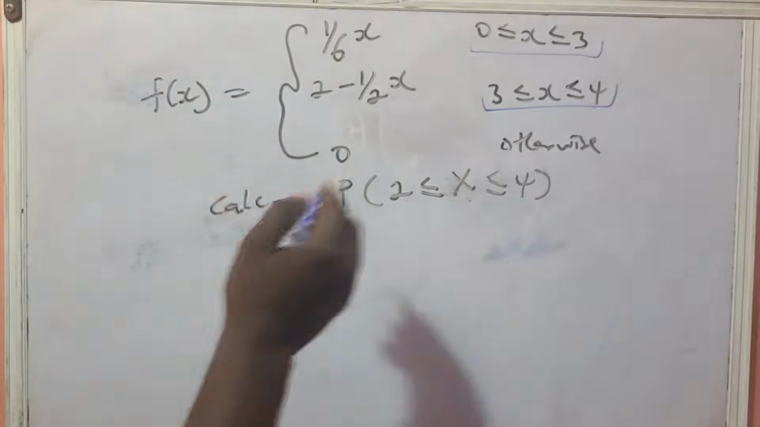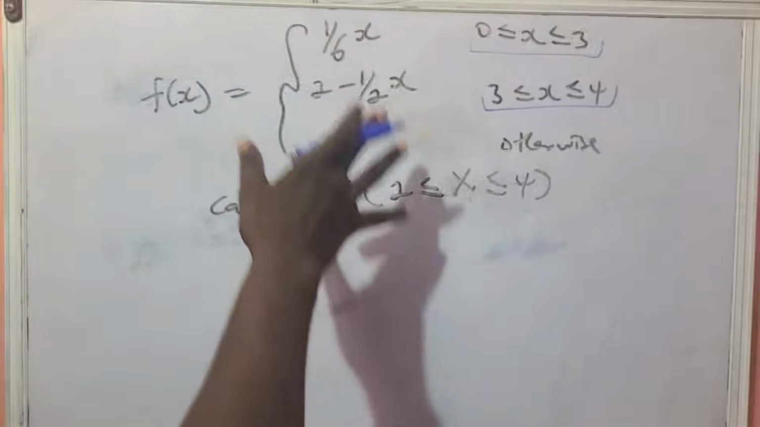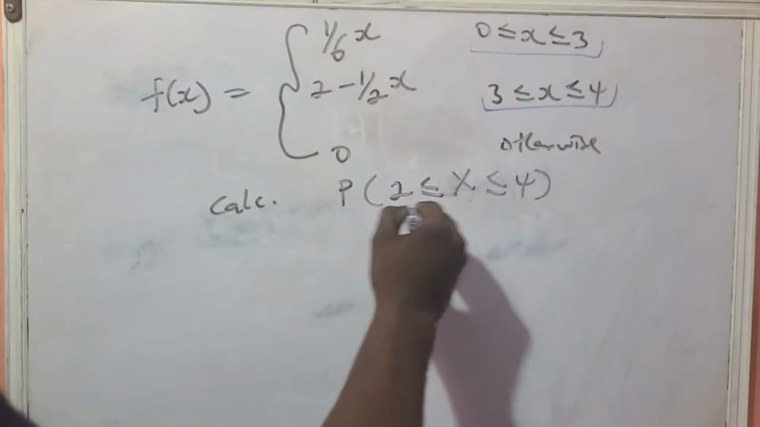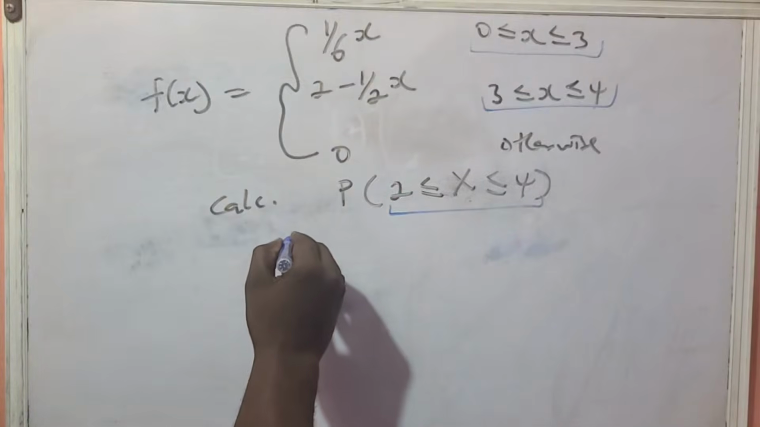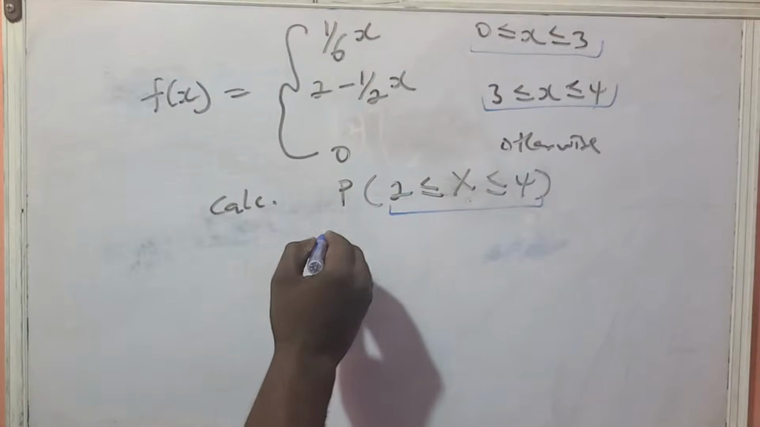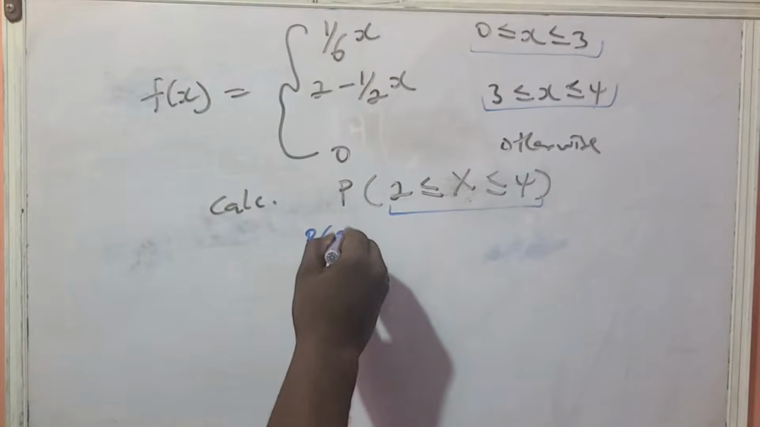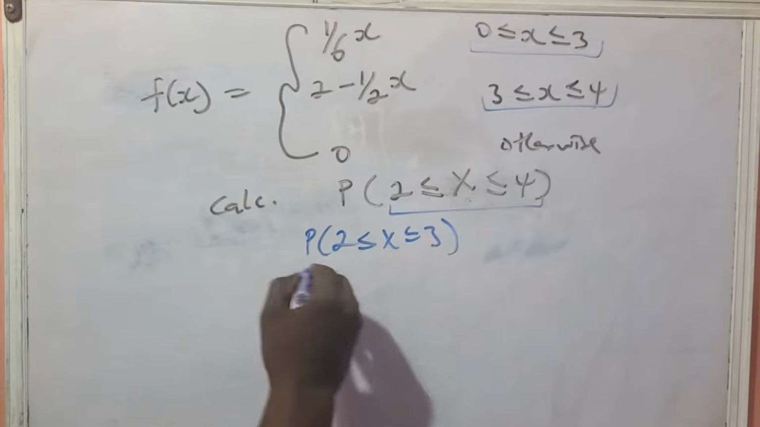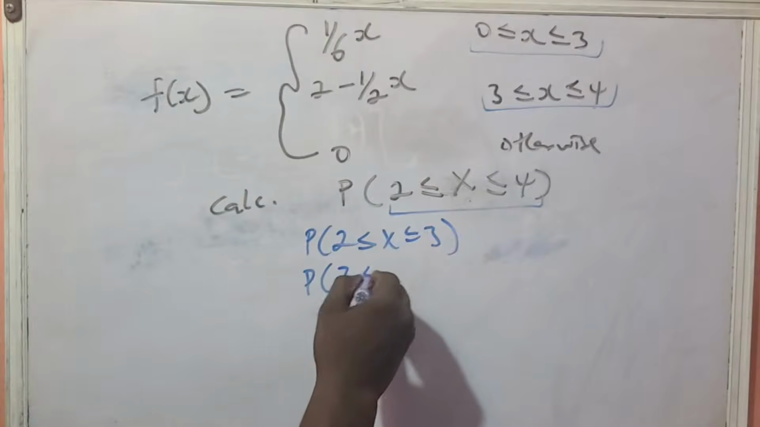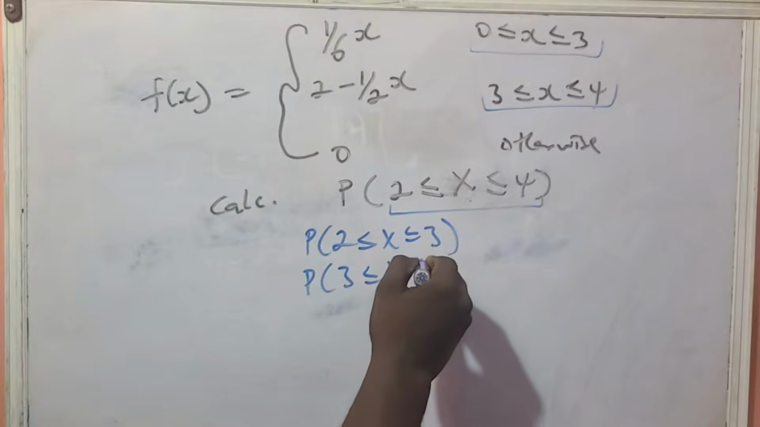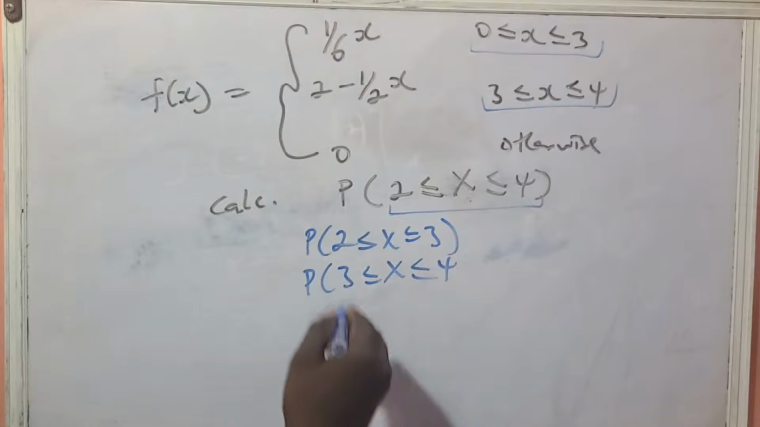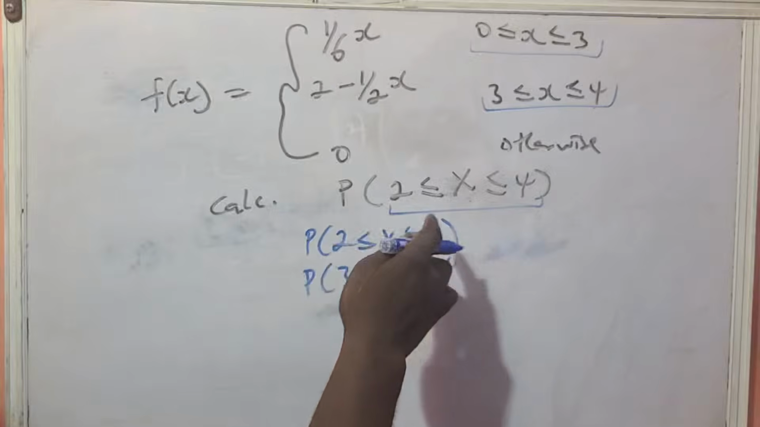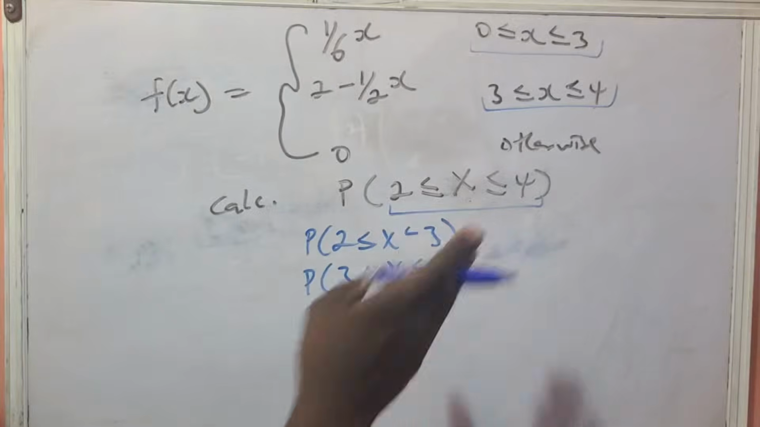Now, what you need to do is to split this into parts. So, you're told to find the probability between 2 and 4. What you have to do is to find for 2 to 3, and also you go on to find for 3 to 4. Anyhow you want to write this, it doesn't really matter. So this is what you have to do.